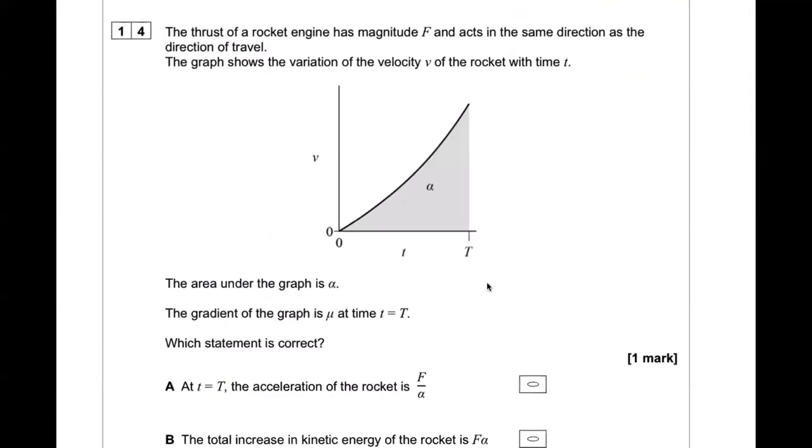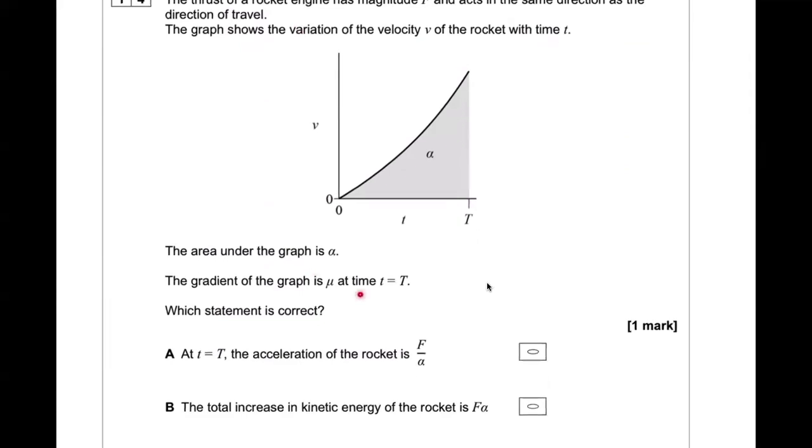Thrust of a rocket engine has magnitude F and acts in the same direction as the direction of travel. Graph shows the variation of velocity of the rocket with time t. Area under the graph is alpha. Gradient is mu at time t equals to capital T. So at this point, which statement is correct? At t equals to capital T, the acceleration of the rocket is F over alpha.